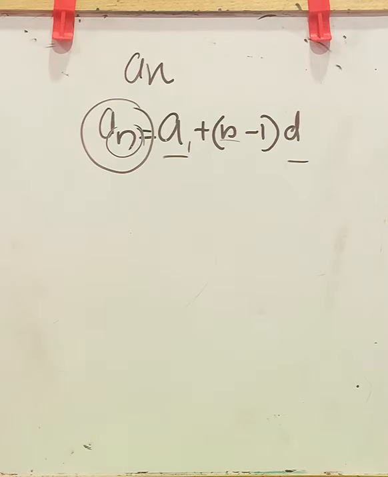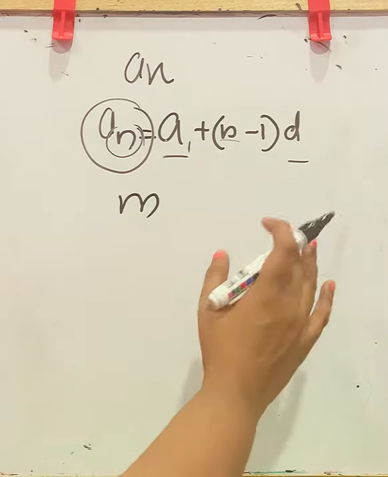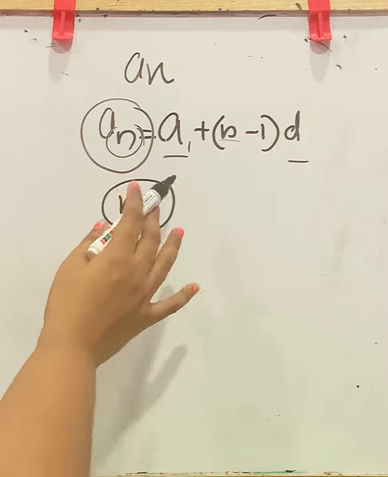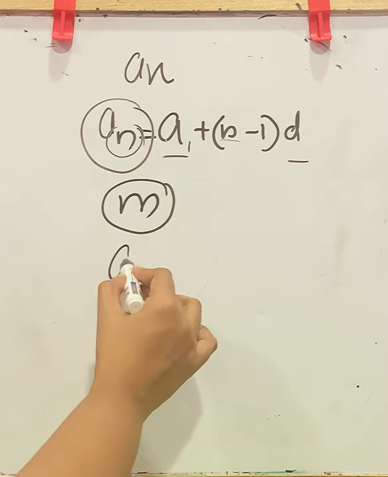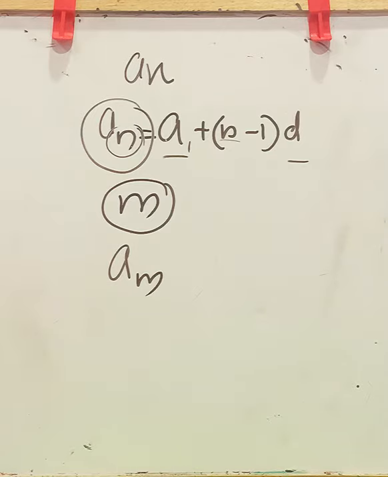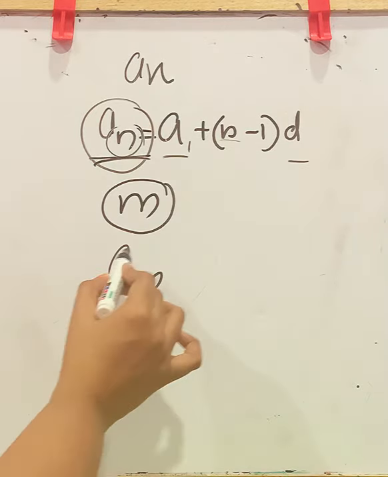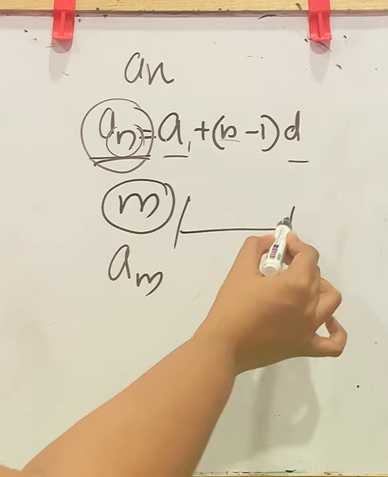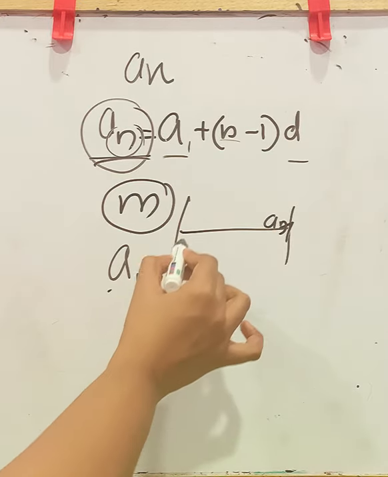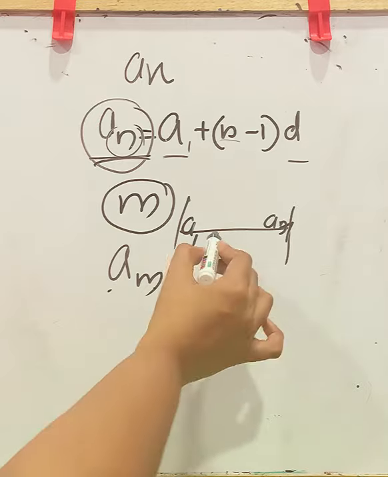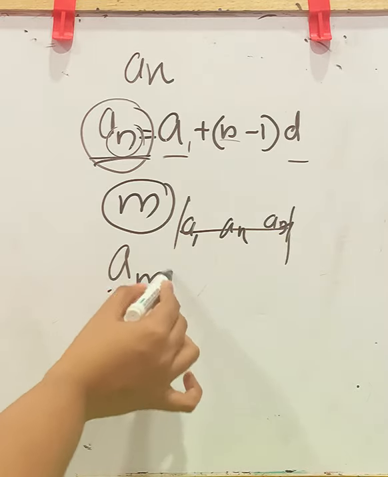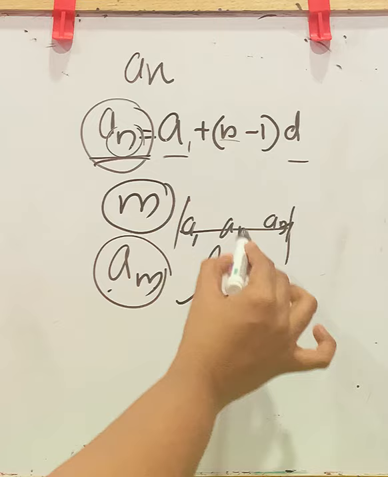Before going to the problems, there is one more thing to explain. If it is a finite AP, that is, it is not continuing, then there will be m terms. If we know the exact number of terms, then we will say the total number is m. That is, the last term will be am. First term will be a1, missing term will be an. This am can also be denoted by the letter L.